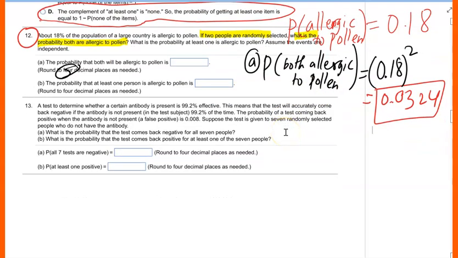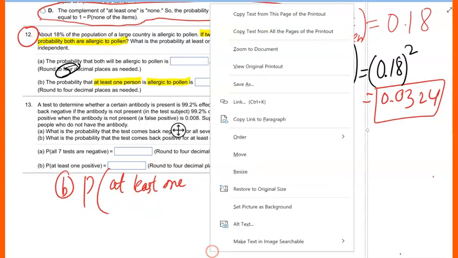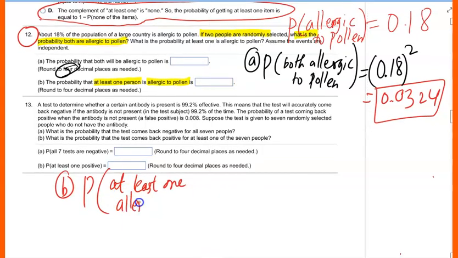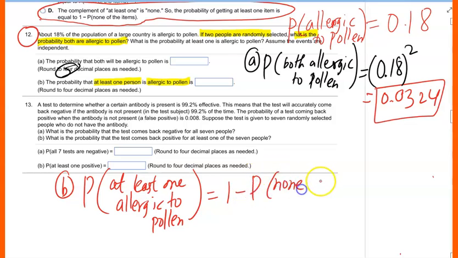Part B, what's the probability that at least one is allergic to pollen? Let me do this part B here. B is the probability of at least one allergic to pollen. That's what I'm looking for, right? And this is the same as 1 minus the probability of non-allergic to pollen.